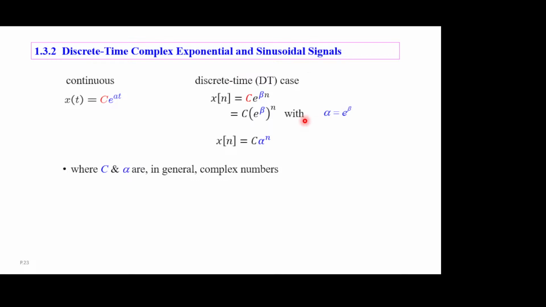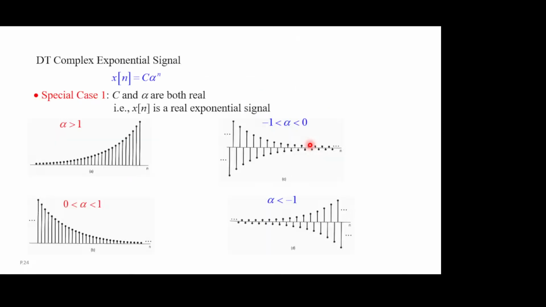And this makes sense because n only takes values at integer points, as you are going to see. So we call this e to the beta just another number, alpha. And so we can parameterize our discrete-time signal as c alpha to the n. Okay, for now it's just changing the notation. We call e to the beta, which corresponds to e to the a here, alpha. And because c and beta in general can be complex, c and alpha will also be complex. Okay, so nothing has changed yet.